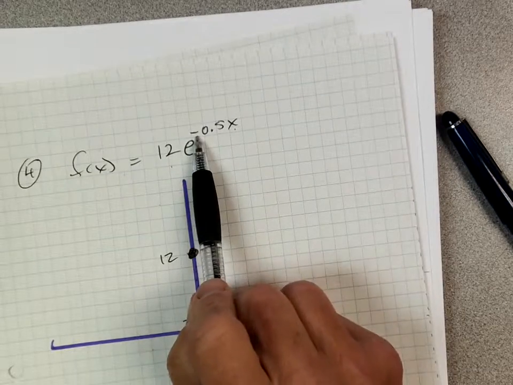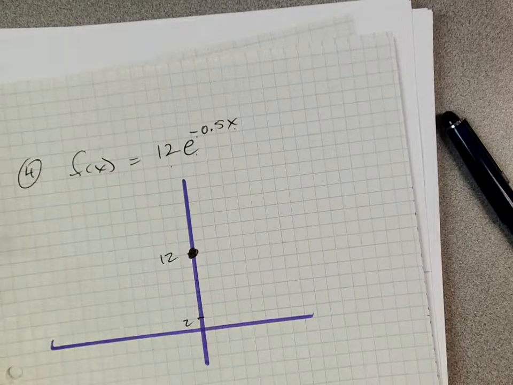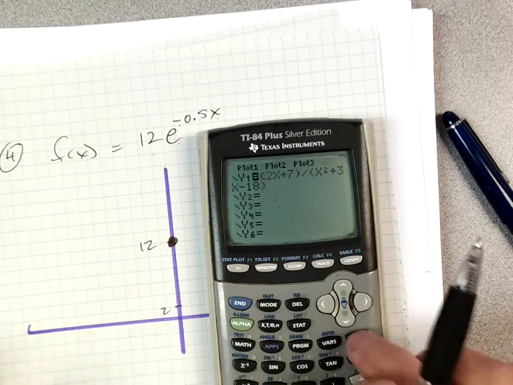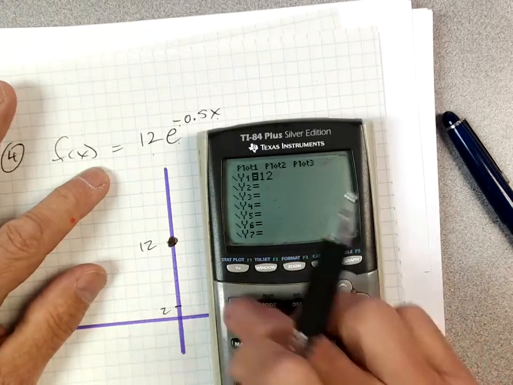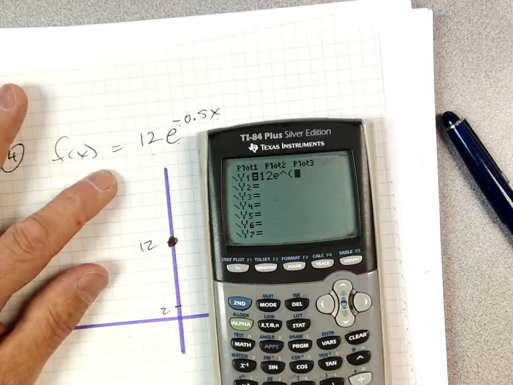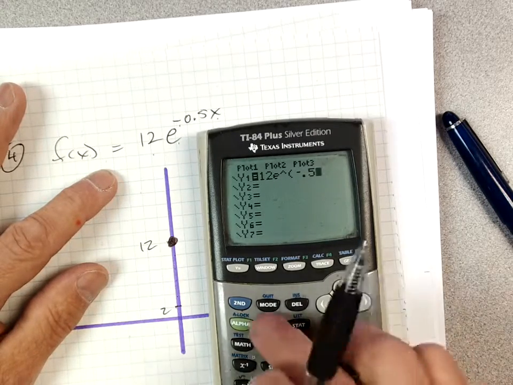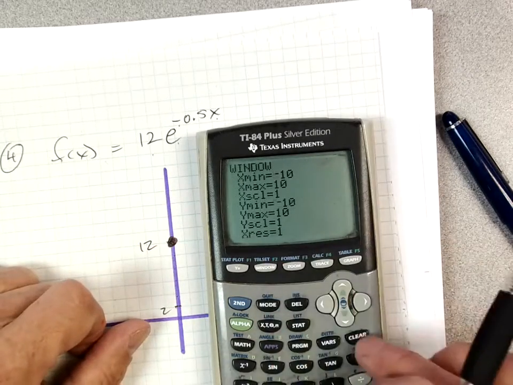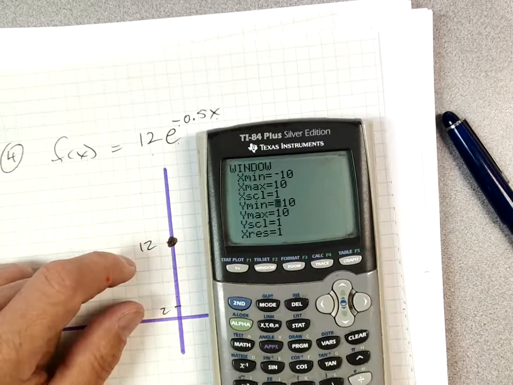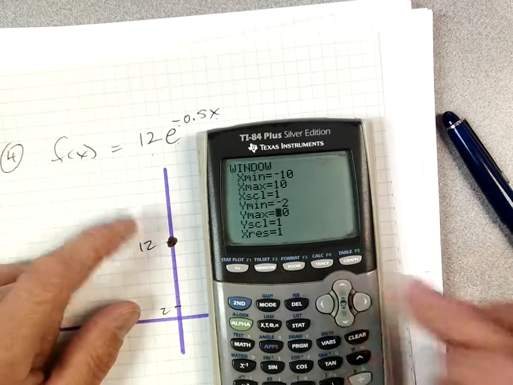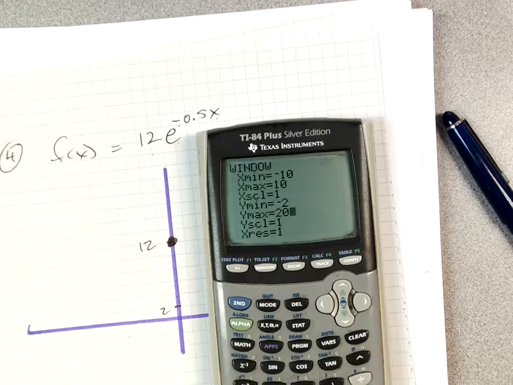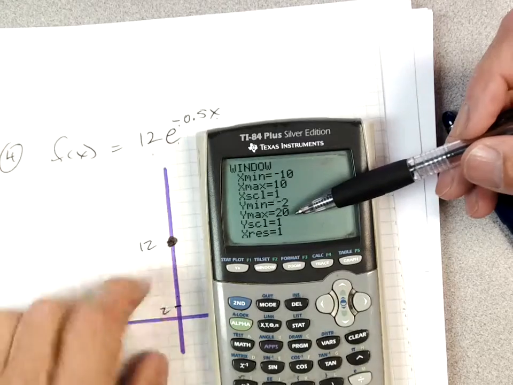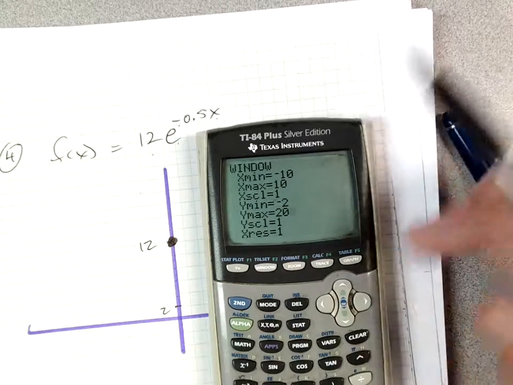It's going to be a decay, but even if you don't know what it looks like, let's take a look at it. Don't you love these calculators? So we'll go y equals, clear that out, and enter 12 e to the negative 0.5x. I'm going to have to change my window slightly because I know it starts at 12. So my y min could be as low as -2, but my y max should probably be as high as maybe 20. I know this because it's never going to cross the x-axis, and it starts at 12, so let's go to 20. Okay, let's graph it.